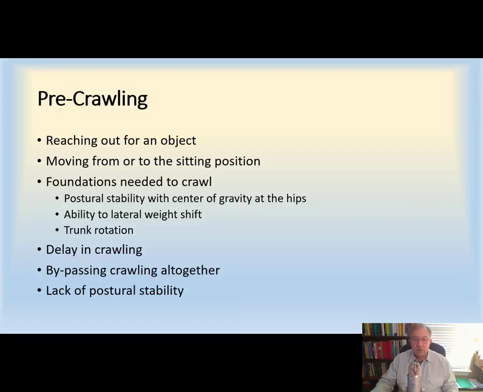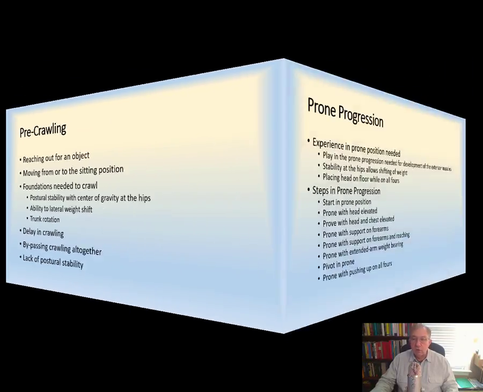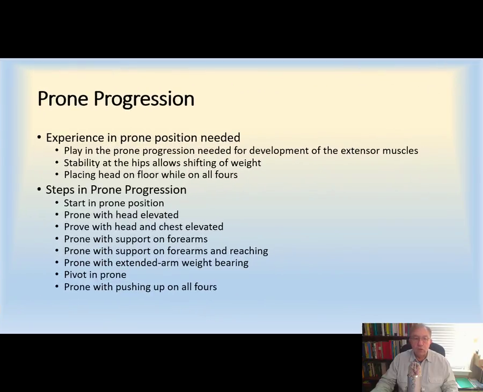Now, some visually impaired children are delayed in their crawling, and some visually impaired children bypass crawling altogether and go right into walking. Oftentimes, it's a lack of postural stability that is the cause for delay or a bypassing, and it may be due to a lack of active experience when the child was in the prone position and didn't go through a prone progression. So let's talk a little bit more about prone progression.